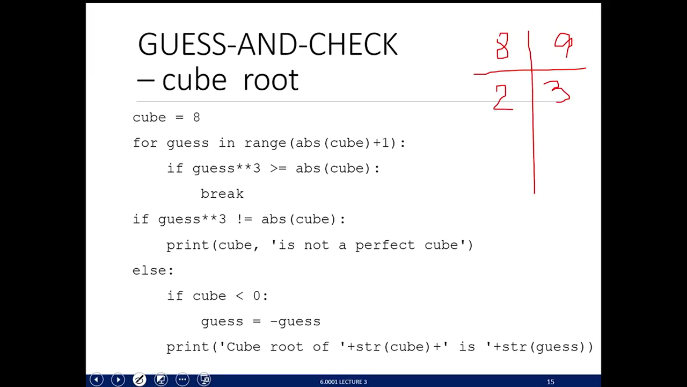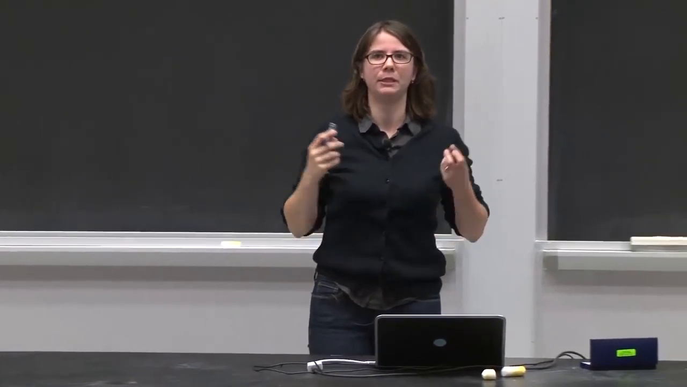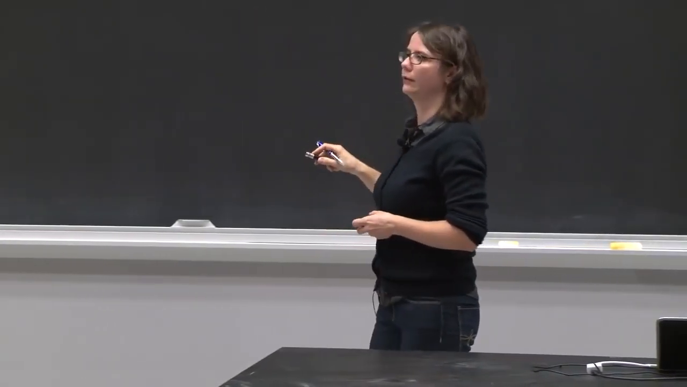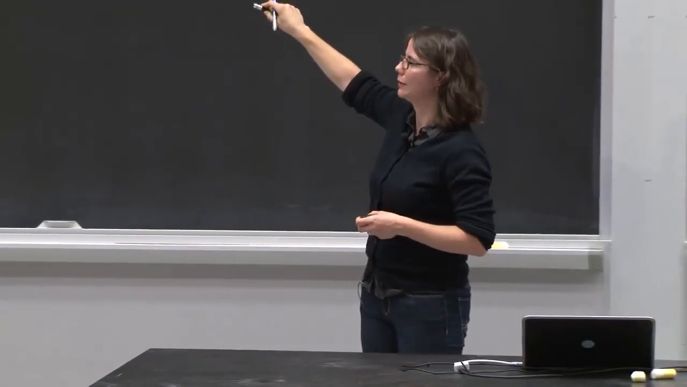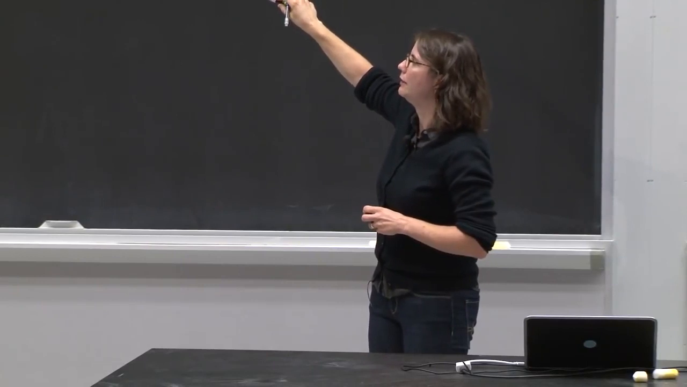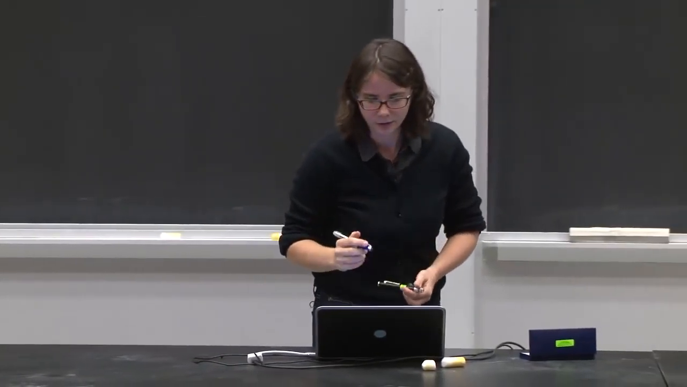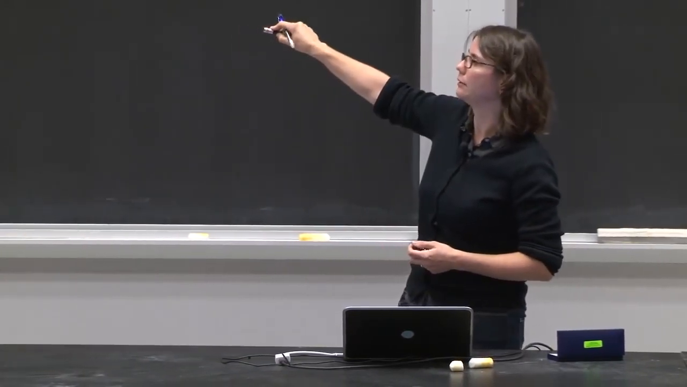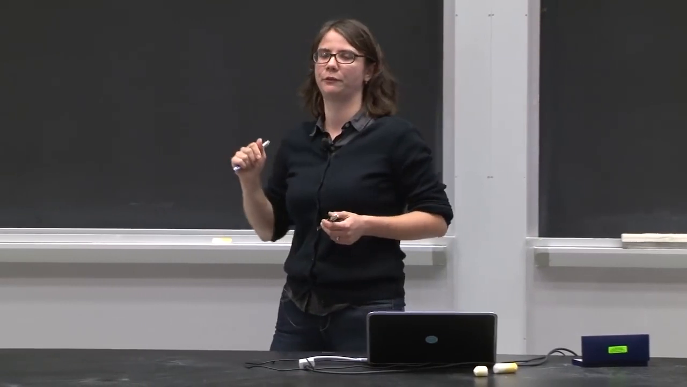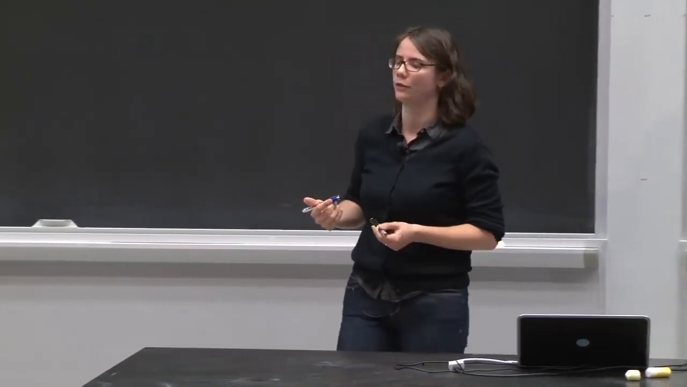So this code tells us that once we've picked a number that's beyond the reasonable number for the cube root of our cube, then we should stop. Because again, it doesn't make sense to keep searching. If 3 to the power of 3 is already greater than 9, 4 to the power of 3 is also going to be greater than 9, and so on.